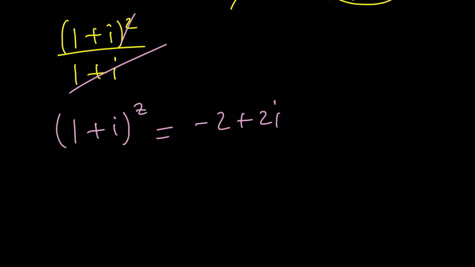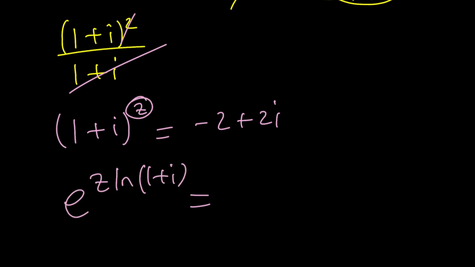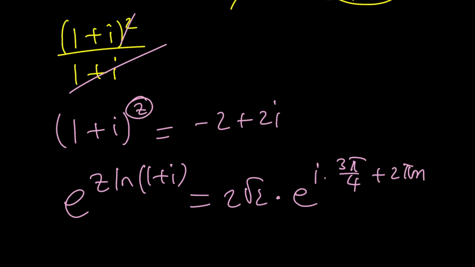I could be wrong. But anyways, you can try, like, raise 1 plus i to any power. But let me tell you something that is going to help. Maybe I should show you the method and then tell you about it if I don't forget. If I do, I apologize. So we're going to go ahead and write this as e to the power z ln 1 plus i. And this one, you already know that, right? 2 root 2 times e to the power i times 3 pi over 4. But again, we can just write 2 pi m. We can add multiples of 2 pi all the time.